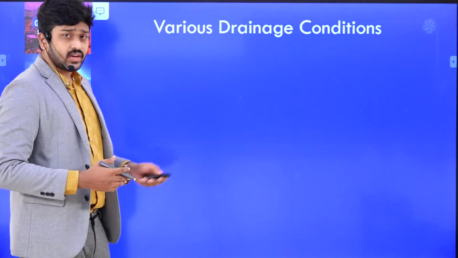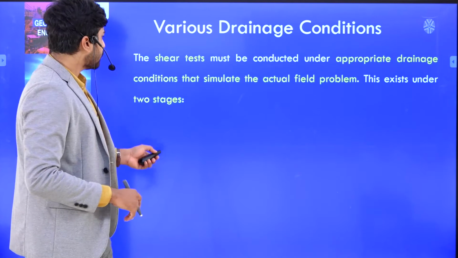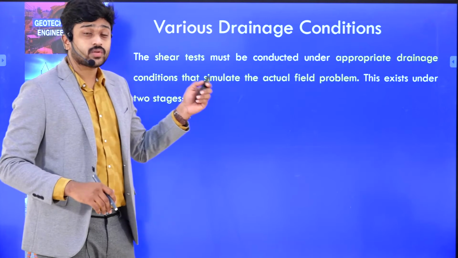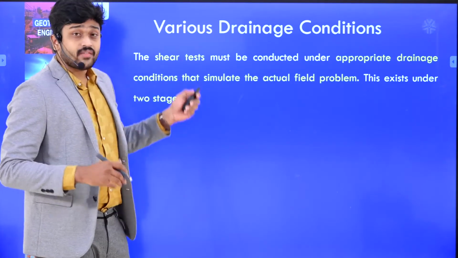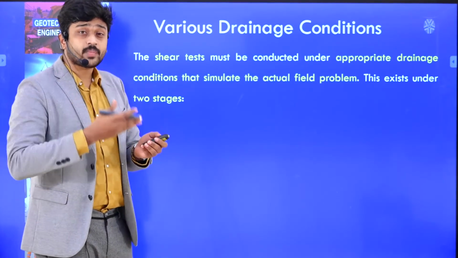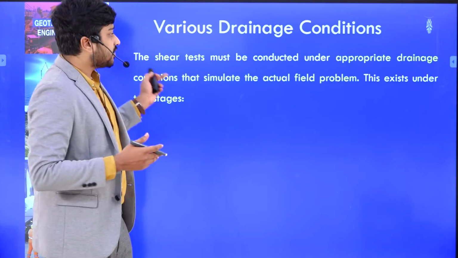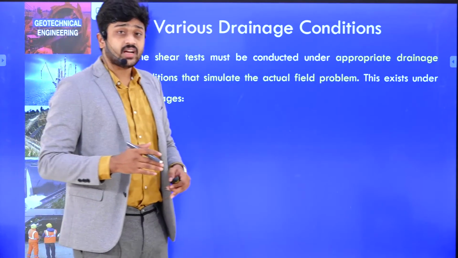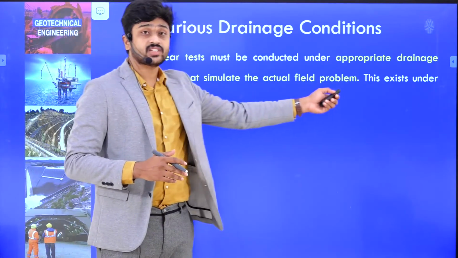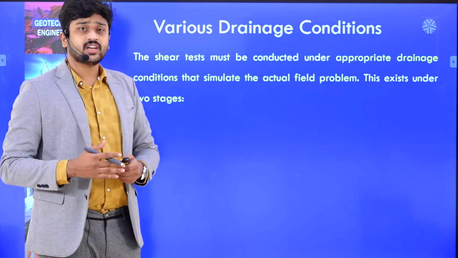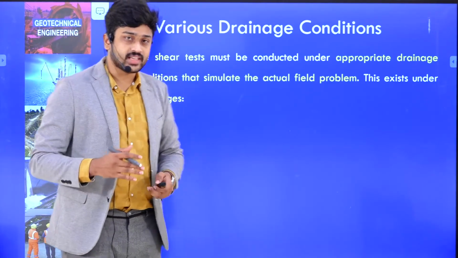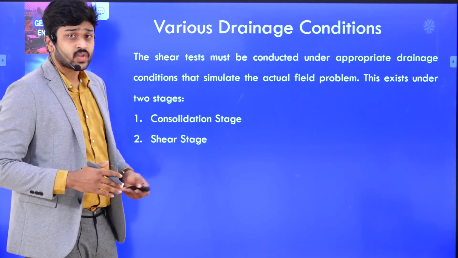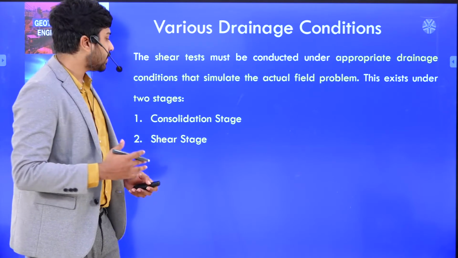Looking at the drainage conditions once again, as I have stated, the major purpose of finding out the shear strength is to evaluate the shear or failure plane of a particular type of soil. For that we need to use appropriate drainage conditions, and the main thing is that we try to simulate the actual field problem. As I have stated, for this we have two stages: one is the consolidation stage, the other one is the shear stage.